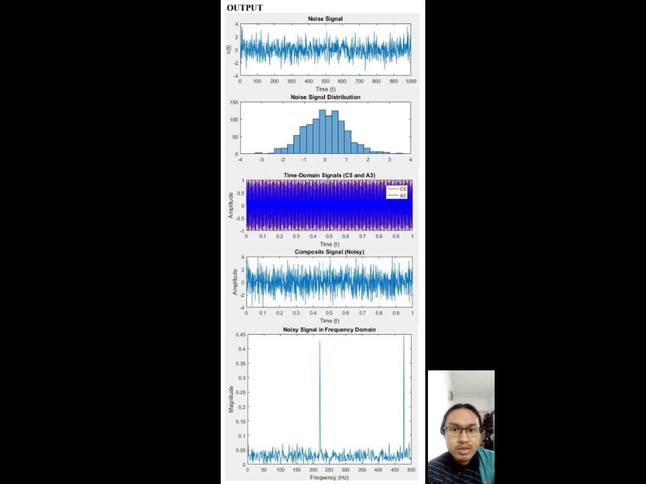In summary, the code provides visualization and data representation of the input and output signal. It allows us to observe the noise, analyze the composite signal in the time domain, then explore its frequency components in the frequency domain. That's all.